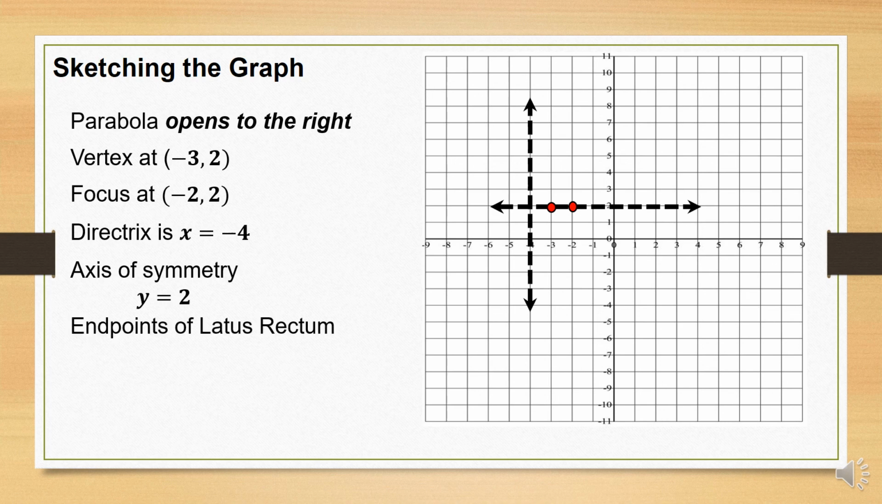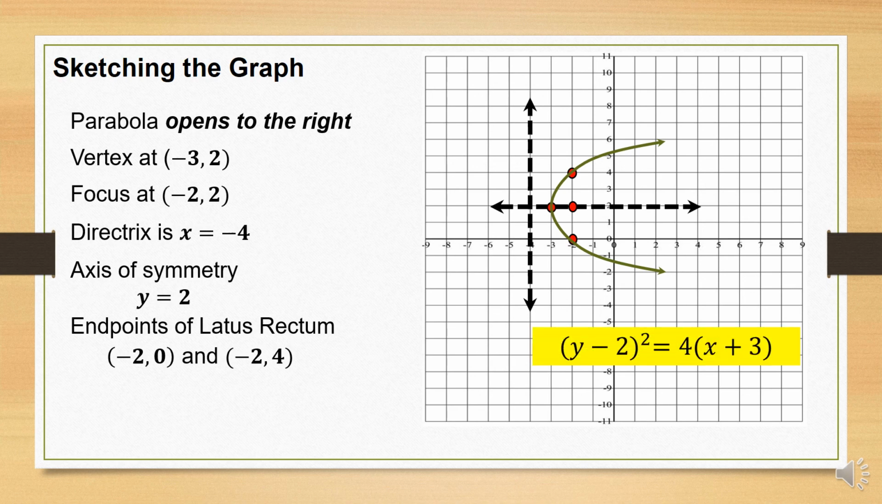Then the endpoints of latus rectum. So we have negative 2 comma 0. We will now plot this. Then the other endpoint of latus rectum with the coordinates of negative 2 and positive 4. Then we can now draw the graph of a parabola by connecting one of the endpoints of latus rectum to the vertex, then to the other endpoint of the latus rectum.